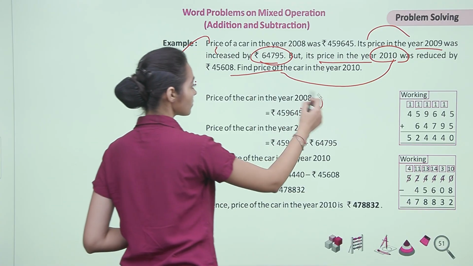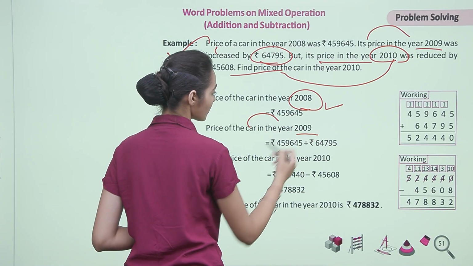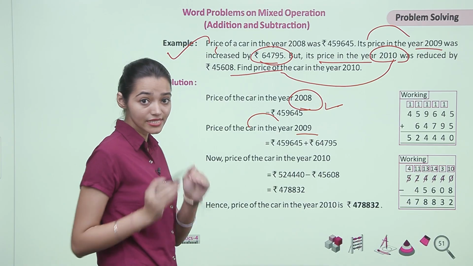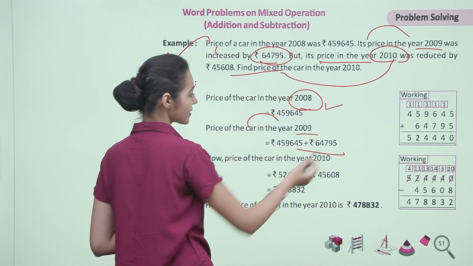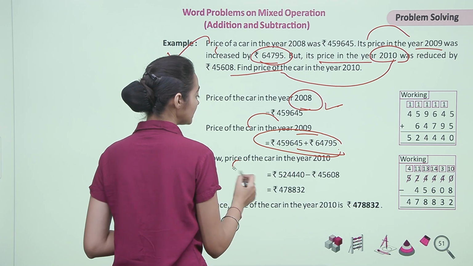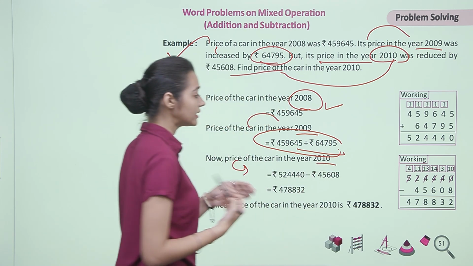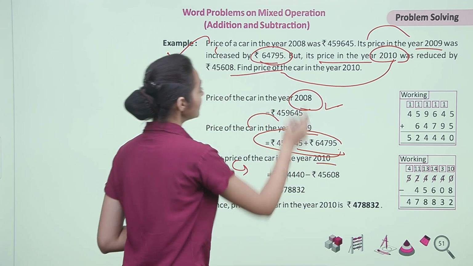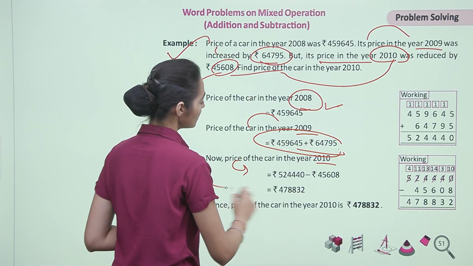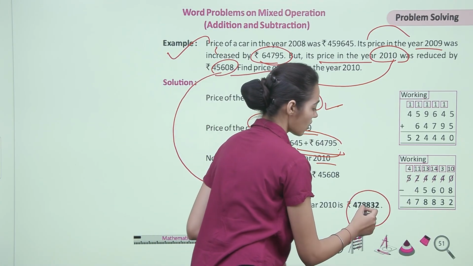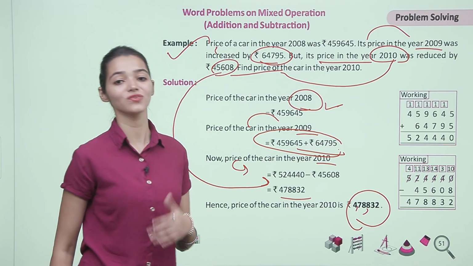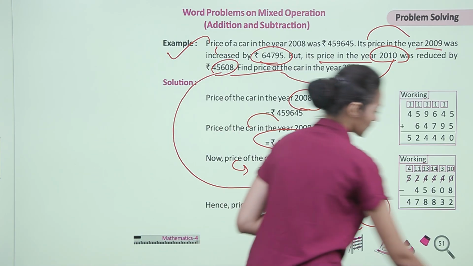Now firstly we know the price of the car in 2008, then we know the price of the car in 2009. That is increased, that means it is added. So after adding it, now the price of the car is this much. Now the price of the car in 2010 is decreased, that means we will subtract this value from our original one, and after subtracting, the price of the car is 4,78,832.